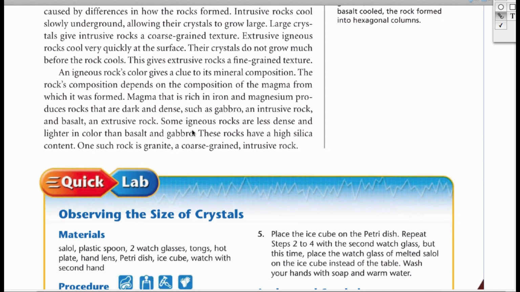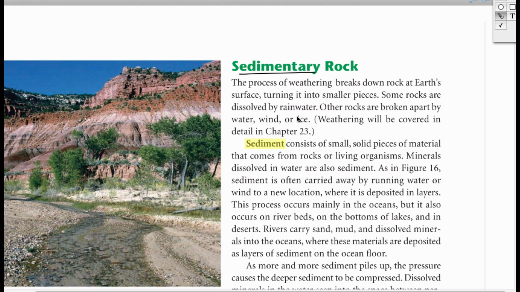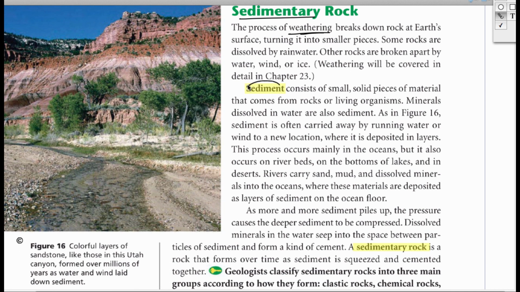All right. The other one, sedimentary rock. Sedimentary rock is basically when you've got fine particles, and those fine particles are pressed together, put under pressure, and kind of cemented together. Well, you're going to get a whole bunch of different particles because of the weathering process that rocks experience on our Earth. So erosion and weathering breaks down rocks into sediment. Basically those are small, solid pieces of material.